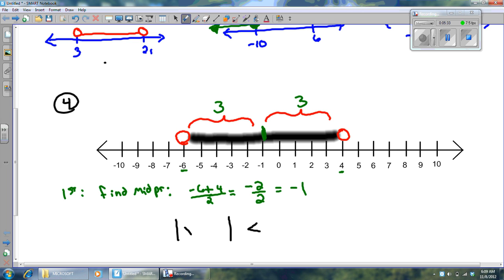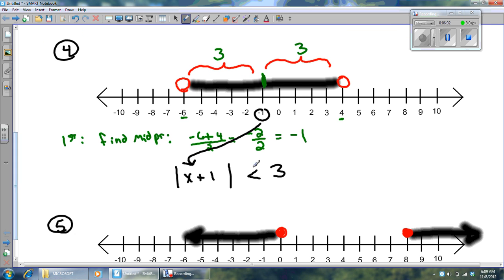Well, I do x plus 1. Do you agree with that? If I put -1 in for x, I get 0 inside my absolute value, right? So that's how you get the inside part. The outside part is simply the distance that the endpoints are from the midpoint. If you wanted to check it, you could solve it.